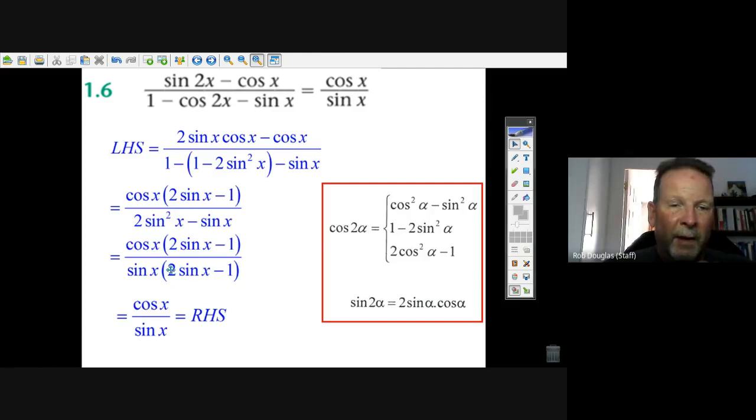Anything divided by itself, including this bracket, 2 sine x minus 1, is equal to 1. It just cancels. And all you're left with is cosine x over sine x. And that's exactly what you wanted. That is the right-hand side. So you've just proven that the left-hand side is equal to the right-hand side just by making some clever choices right here for cos 2x so it's simplified, and then factoring and canceling and realizing that the thing that's going to cancel has got to be the same, top and bottom. I hope that helped.